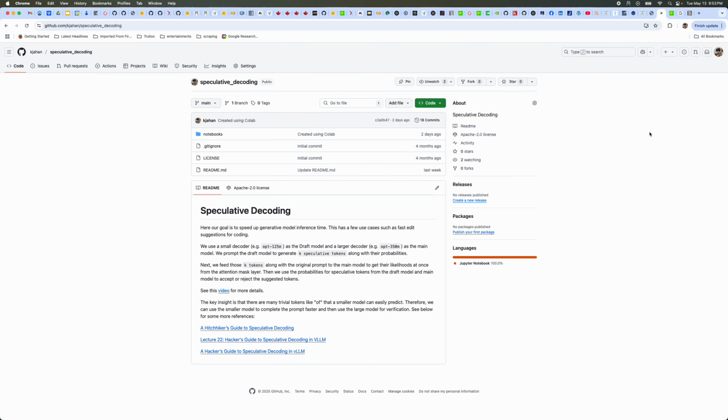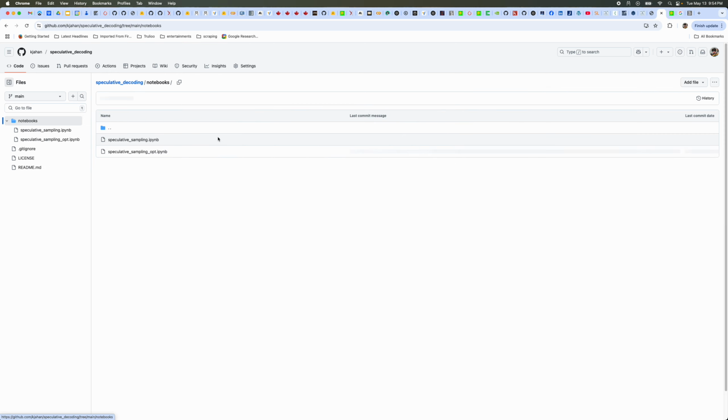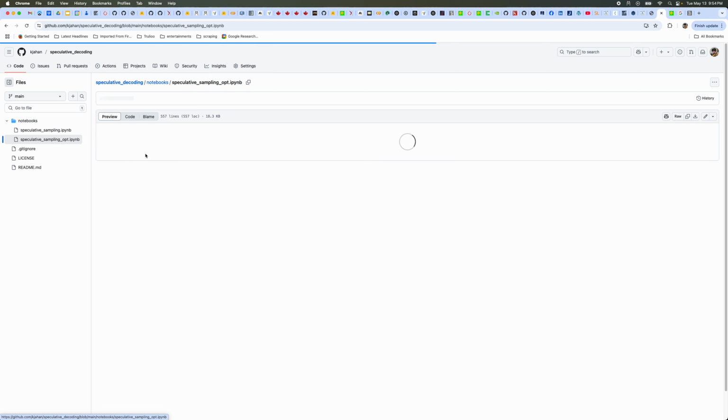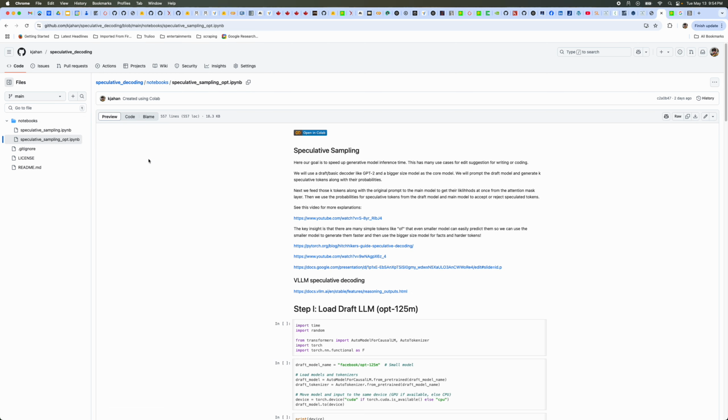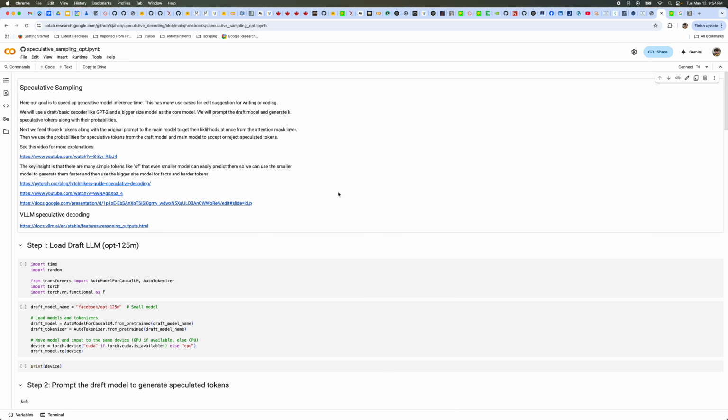So I have this repository, speculative decoding. I implemented this almost 5-6 months ago, last year, and I have some description here that you can follow in the README, but I have a notebook that I'll quickly walk you through to understand how the logic works, and then we can run it. So let's run this in Google Colab.